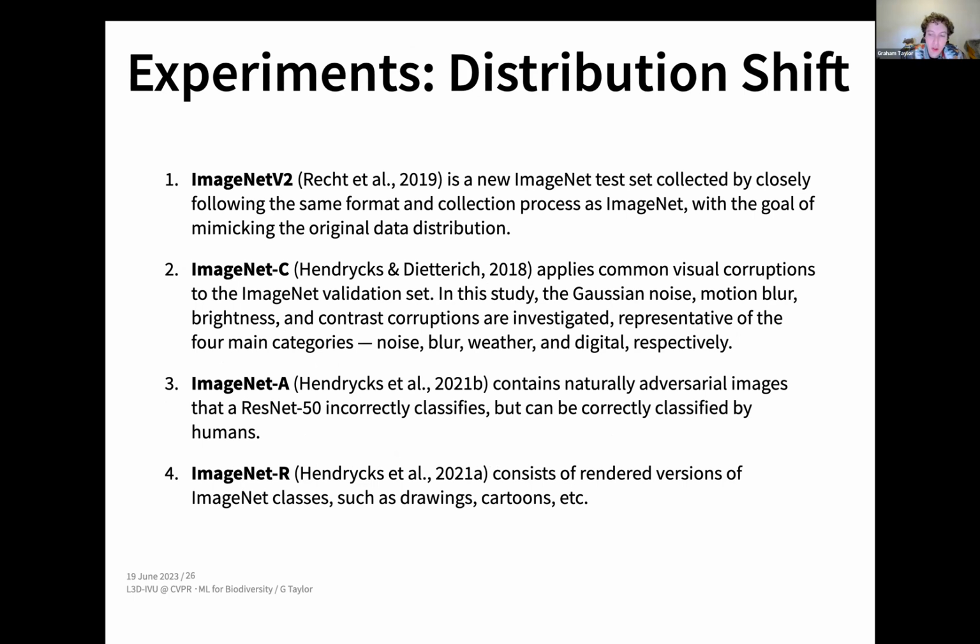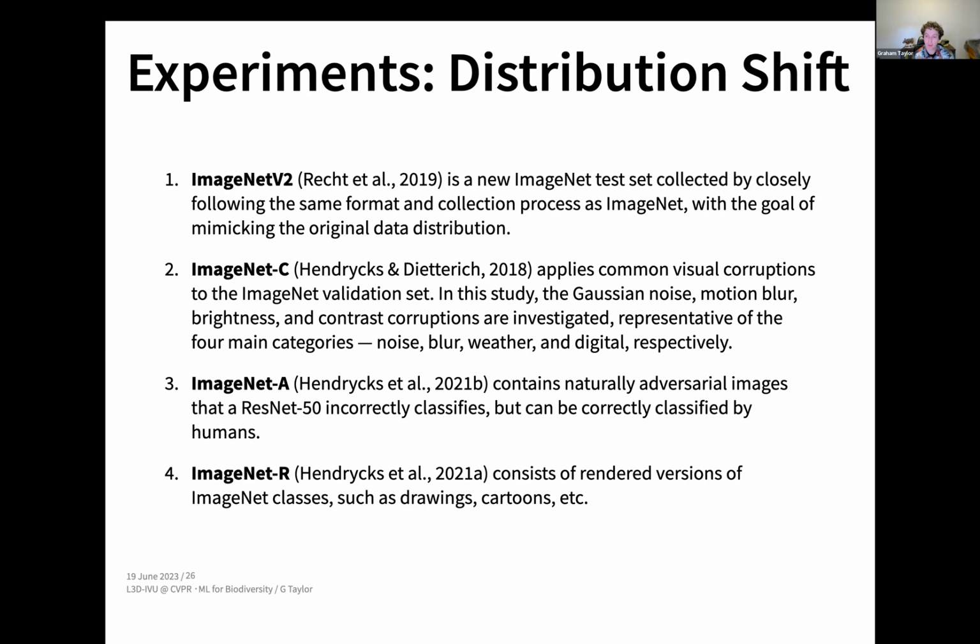There's two things we looked at. One was distribution shift. We start with the ImageNet trained model, and then we look at various alternative test sets. So ImageNet v2 is the closest to the original ImageNet set, and it's been set up with the goal of mimicking the original data distribution. ImageNet C, where C stands for common visual corruptions, applies Gaussian noise, motion blur, brightness, and contrast corruptions. There's also ImageNet A, which has naturally adversarial images that are incorrectly classified by a ResNet 50, but correctly classified by humans. And then ImageNet R, which are these rendered versions of ImageNet classes, such as drawings and cartoons.